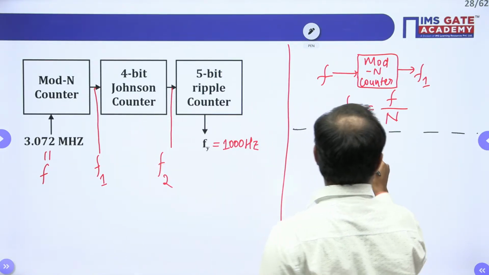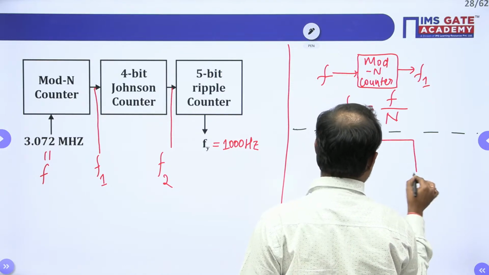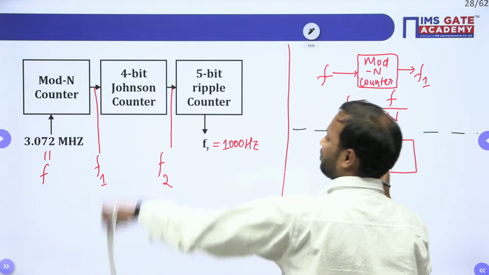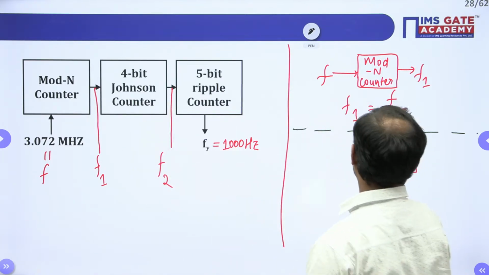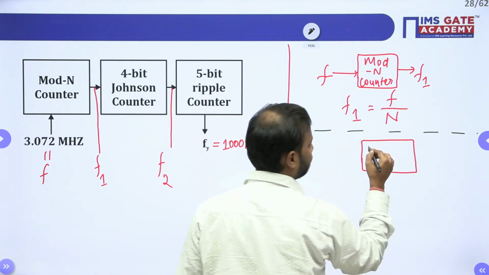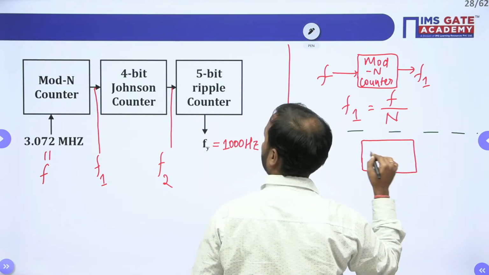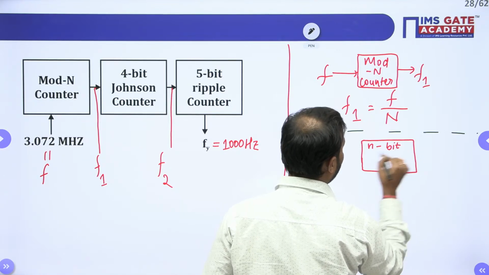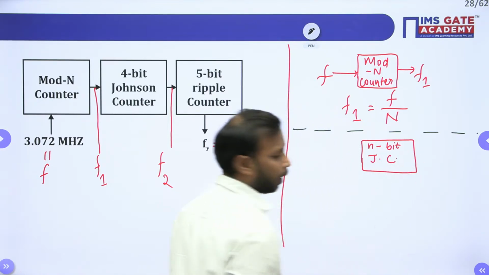Now let me take the Johnson counter here. Johnson and Johnson, isn't it? So let me take here 4-bit. Let me generalize the output frequency for an n-bit Johnson counter.